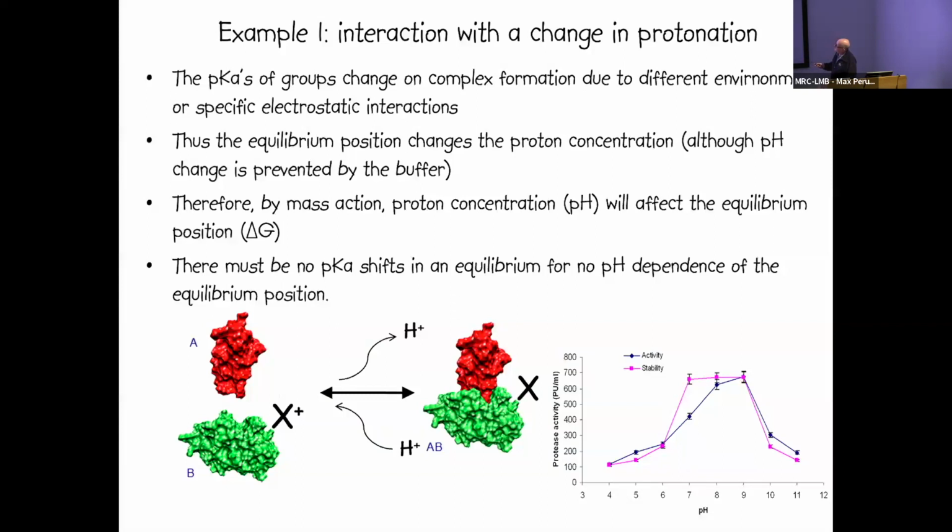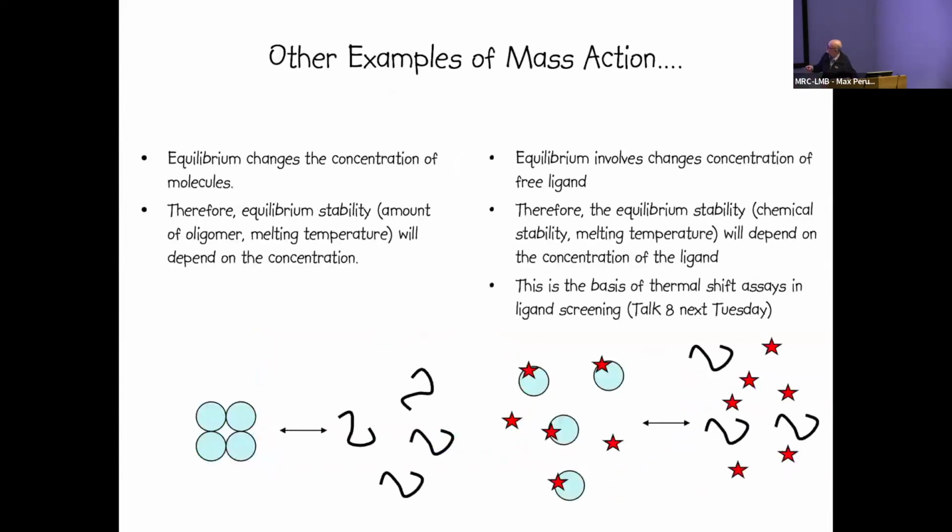But because of this fact that the equilibrium changes the proton concentration, mass action would therefore tell us that the proton concentration will affect the equilibrium position. And this is how you get pH dependence of free energy. So if there's changes in protonation, that means that pH is going to then modulate our stability in free energy. Here's some more examples.